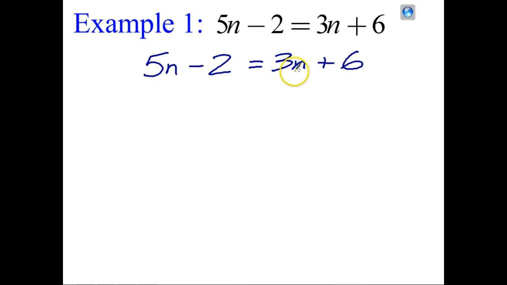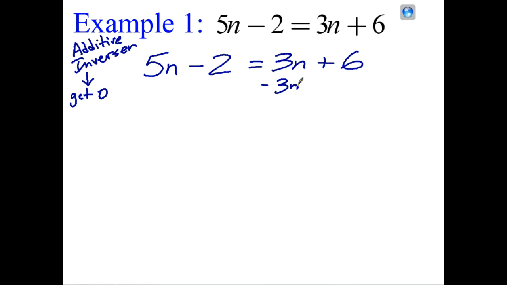Well, 3n is being added with 6. So in order to get rid of this, I'm going to use that thing that we call the additive inverse. The additive inverse is what you add to get to 0, and it basically means the opposite. So what's the opposite of positive 3n? It's negative 3n.